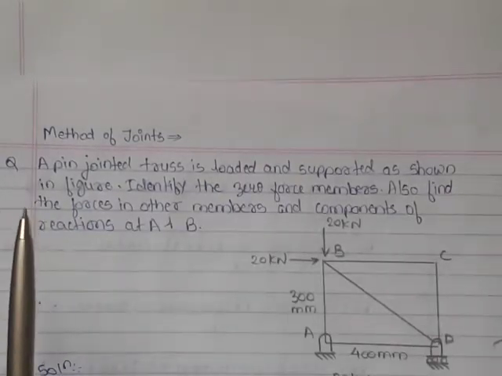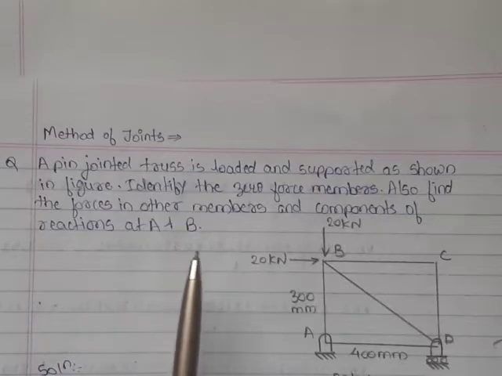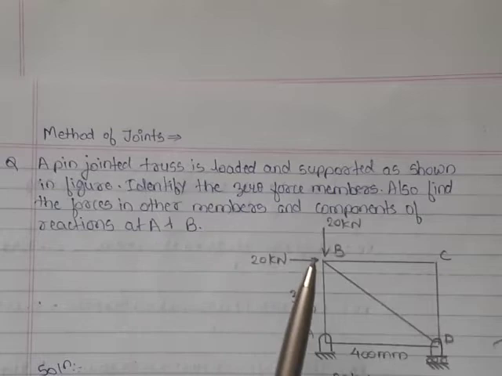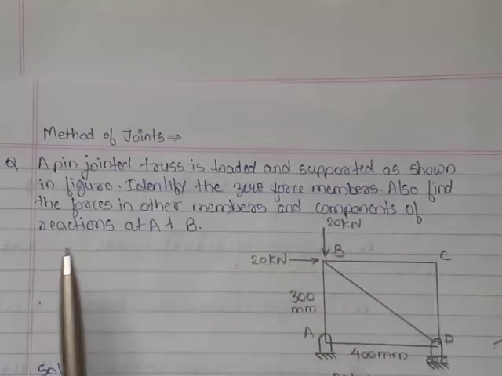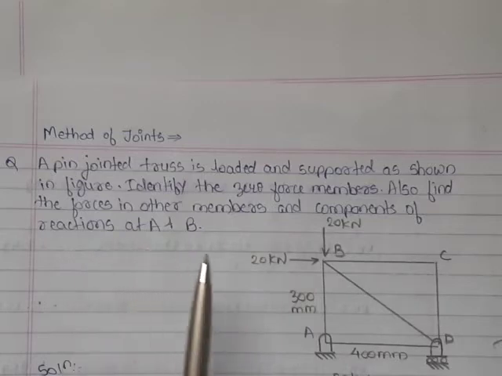Numerical on method of joints. A pin jointed truss is loaded and supported as shown in figure. Identify the zero force member. Also find forces in other members and components of reaction at A and B.